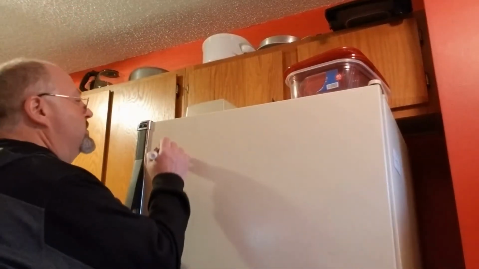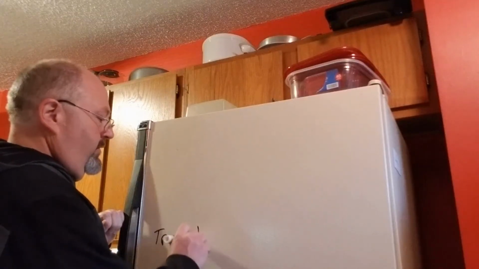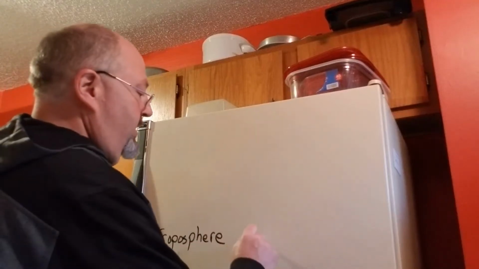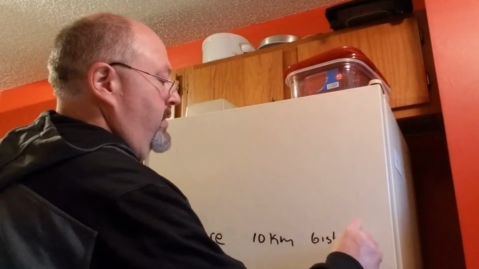The bottom layer is called the troposphere. Troposphere is the layer that we are in. When you go outside, you are in the troposphere. And it extends up to about 10 kilometers, which is 6-ish miles.